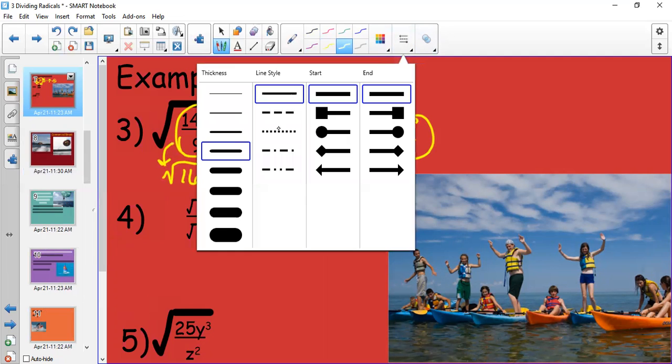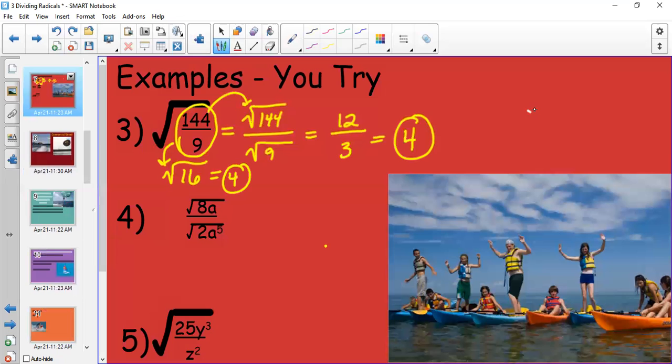All right, next one. They are both inside, so I'm going to simplify here. I'm going to start with the numbers, 8 and 2. I can divide them both by 2 to get square root of 4 and square root of 1, but I'm not going to put 1 on the bottom. And then the a's, I have 1 on top and 5 on bottom. I cancel them out, the a's on top go away, and I'm left with 4 on the bottom, so I have the square root of a to the 4th on the bottom.